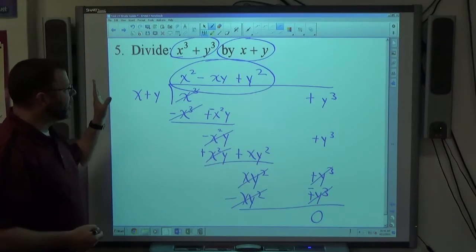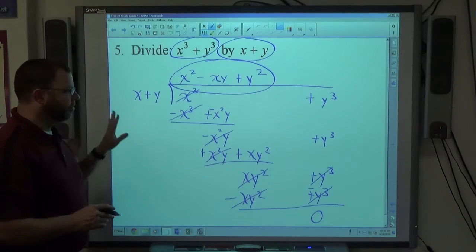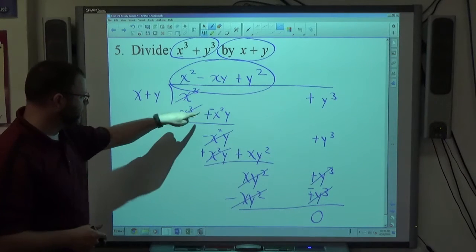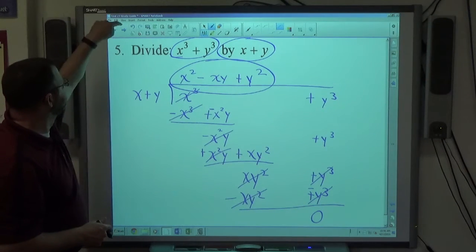My guess is I'll make it where it comes out remainder 0 on the test, so just kind of expect that. And that's the process each time. Make sure both signs change each time when you subtract.